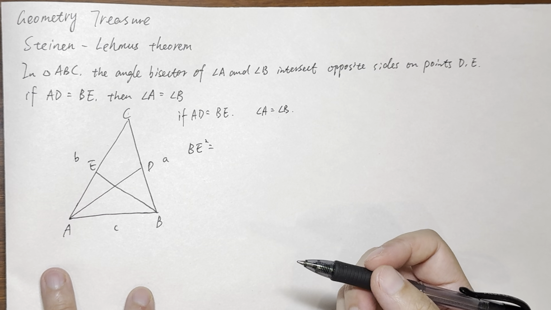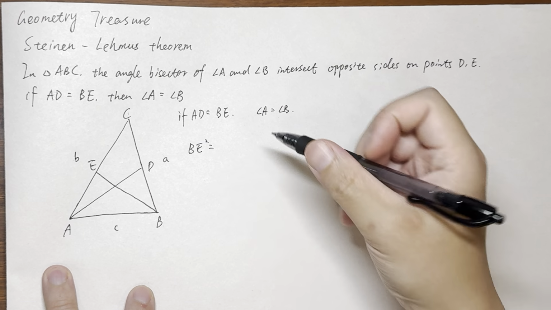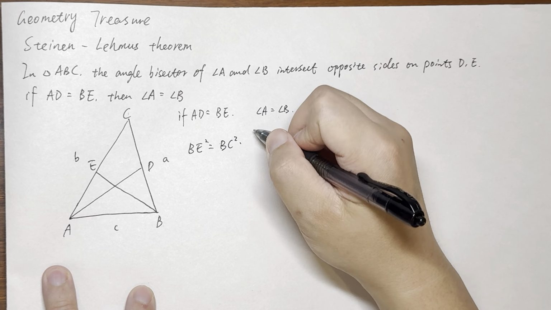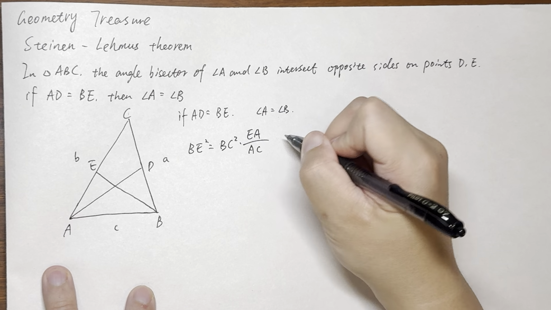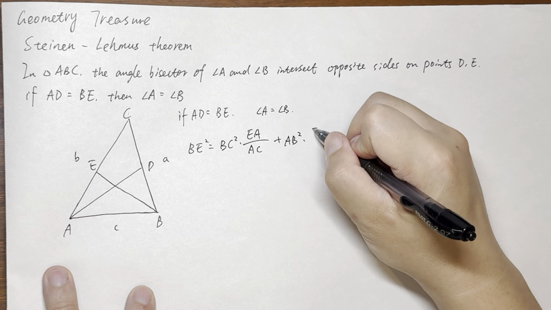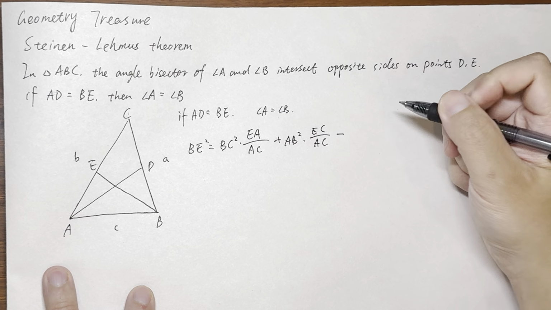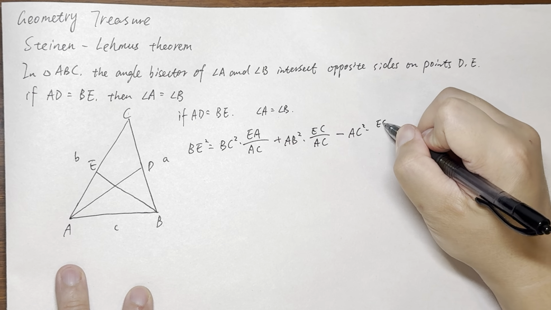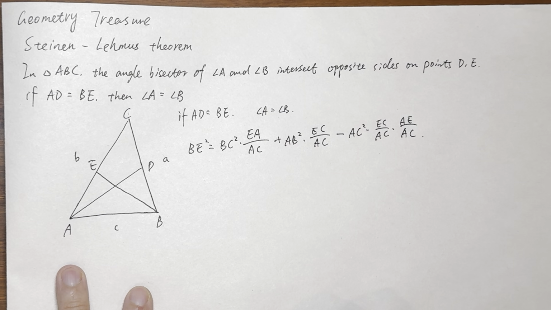If you remember Stewart's theorem, BE squared equals BC squared times EA divided by AC, plus AB squared times EC divided by AC, minus AC squared times EC divided by AC times AE divided by AC. Right, that's how we calculate BE squared.